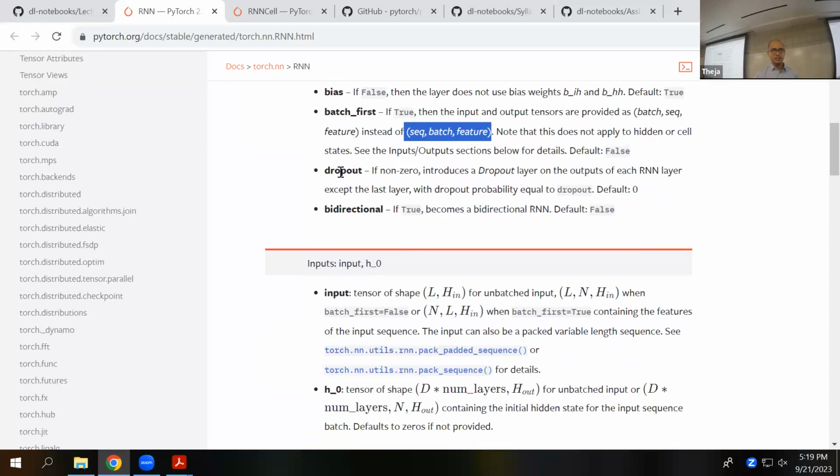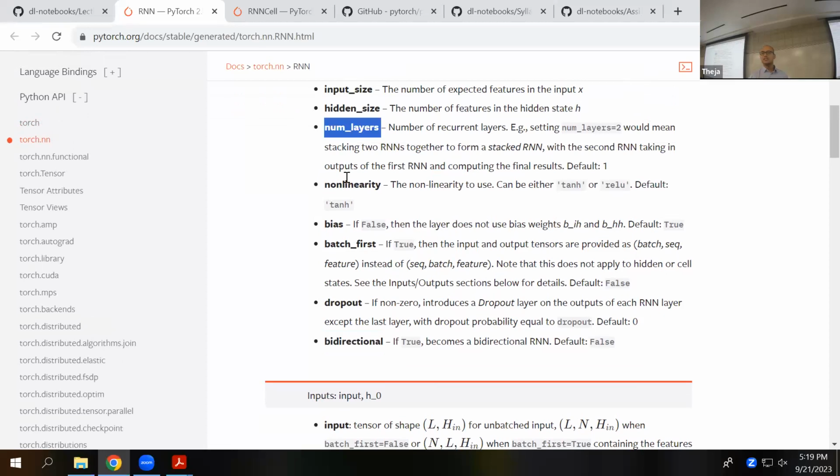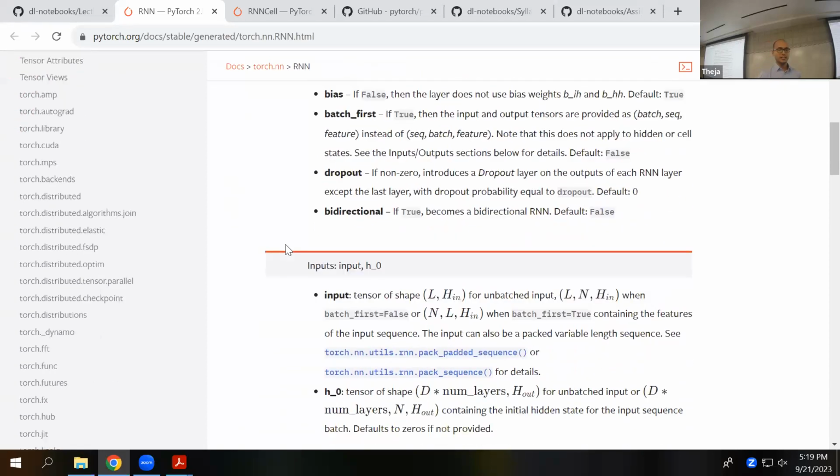And let's also ignore dropout. We have already discussed dropout. You can easily add dropout by just setting dropout equal to 0.6 or 0.4 or whatever you want. And finally, there's also something called bidirectionality. We'll visit that when we talk about the number of layers. We'll think about that later.